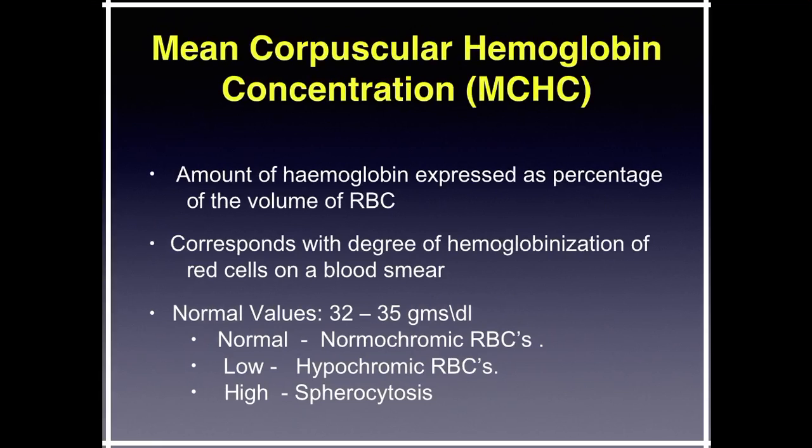So the next RBC index is mean corpuscular hemoglobin concentration. This is nothing but the amount of hemoglobin expressed as a percentage of the volume of the RBCs. It corresponds with the degree of hemoglobinization of red cells on a blood smear, and the normal values are 32 to 35 grams per deciliter. Again, MCHC is low in hypochromic RBCs.